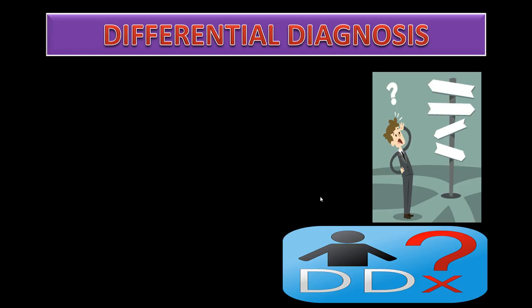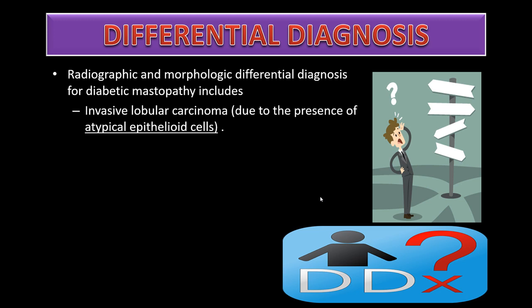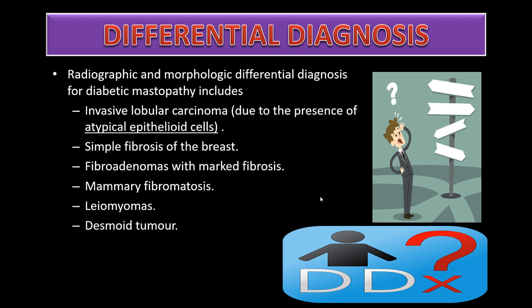Differential diagnosis. Radiographic and morphologic differential diagnosis for diabetic mastopathy includes invasive lobular carcinoma due to the presence of atypical epithelioid cells, simple fibrosis of the breast, fibroadenomas with marked fibrosis, mammary fibromatosis, leiomyomas, desmoid tumor, granulomatous lobular mastitis.